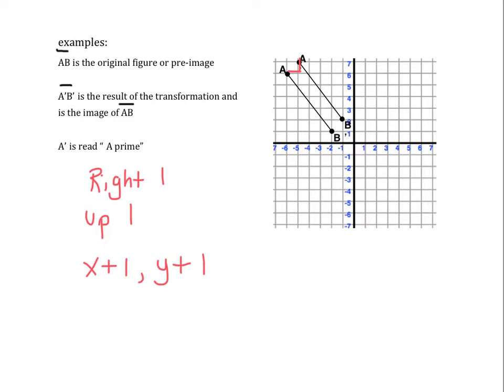Would you say that these two segments are congruent? In other words, is line segment AB congruent to line segment A prime, B prime? It sure looks like they're congruent. So this particular transformation is an isometry.